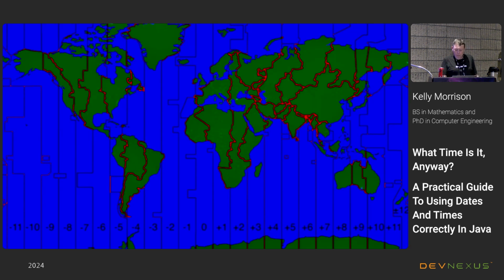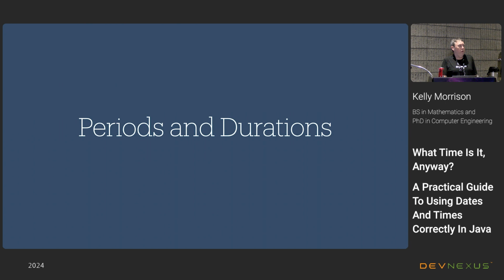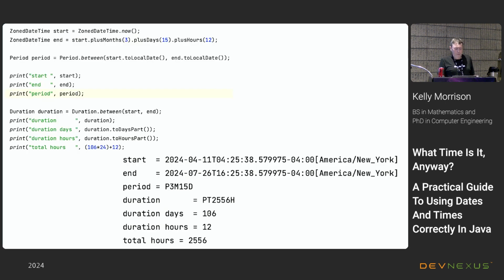On the other hand, there are some good classes called Period and Duration. And these are used to tell the differences between two times. Period is for longer ones, like years apart, months apart, days apart. And the other one is for smaller periods, like minutes, seconds, that kind of thing. So you can see in the code here, I've actually taken the current time, and then I added 3 months, 15 days, and 12 hours to it.